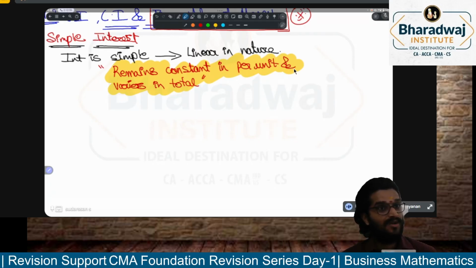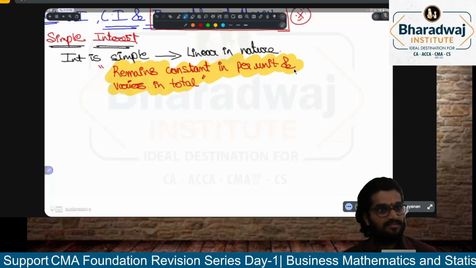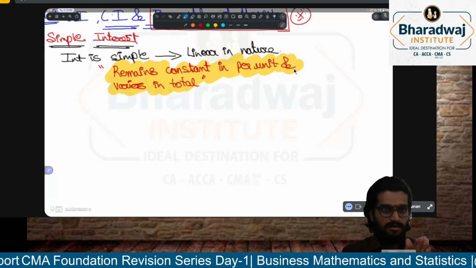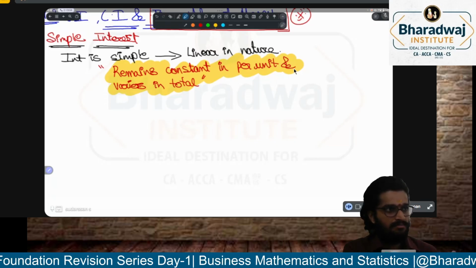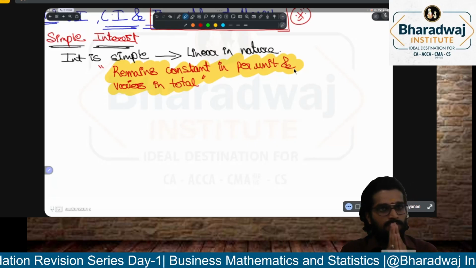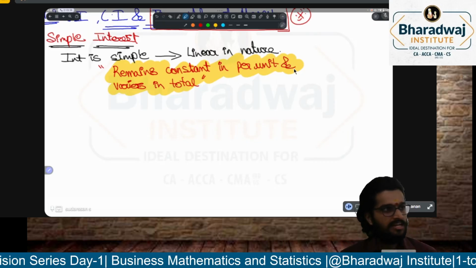I will also give you an example which is not simple, which is not linear. I'm not getting much into the theoretical concept of what is meant by linear. It's a mathematical term. I'm just giving you an example of what is meant by simple or linear in nature.